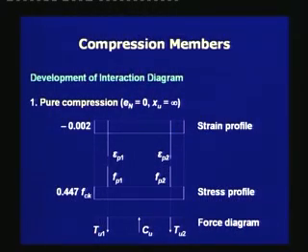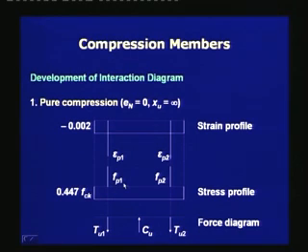Next, we are moving on to the development of the interaction diagram for each of the typical cases separately. First, the pure compression. Under pure compression, the strain profile is constant, and at ultimate the strain is given as minus 0.002. The eccentricity is 0 because there is no moment, whereas the depth of the neutral axis from the compression face is infinite.